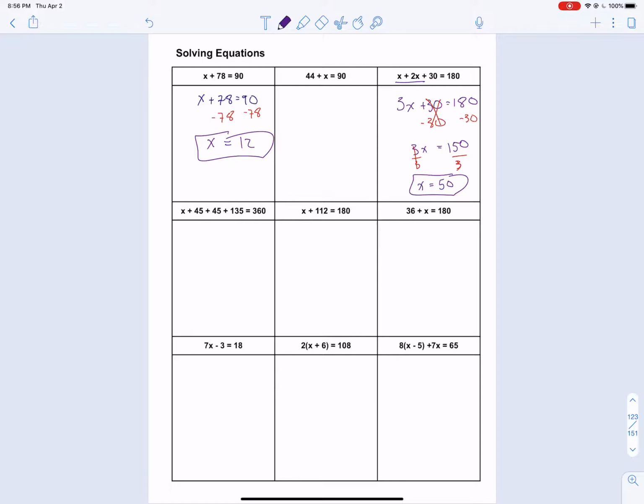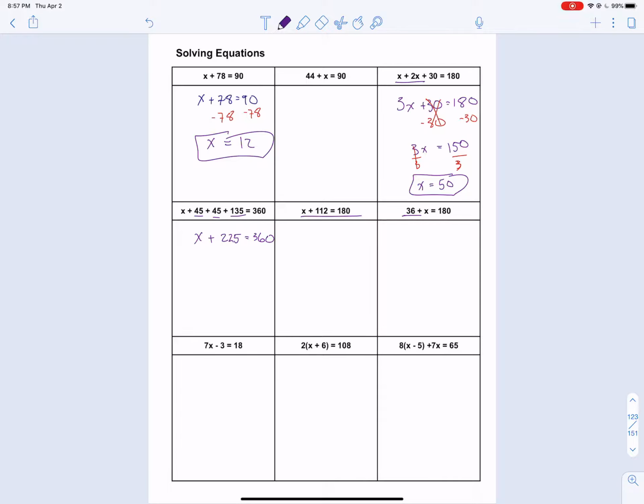Okay, the next one, it looks like it's a lot, but we're just combining these. So just add those together. So we have 45 plus 45 plus 135. So what is that? That's 90 plus 135, or 215. So just check your work, though. Make sure. Check my work. You have a calculator. You have a phone. You can check to make sure. And this is incorrect. This is actually 225 equals 360. Okay, and then it's just like the first one. Subtract 225 on both sides, and you're done. Okay, same with this. Subtract 112, subtract 36.